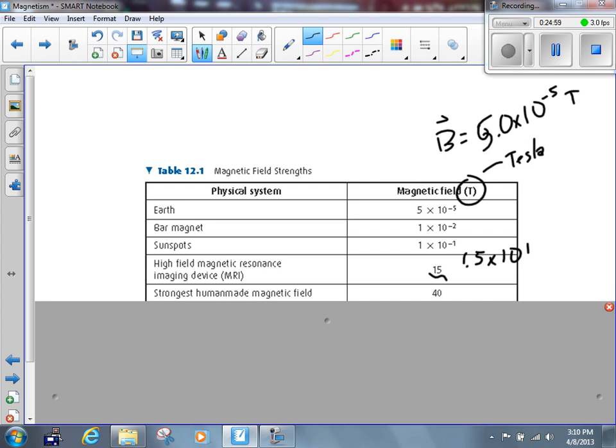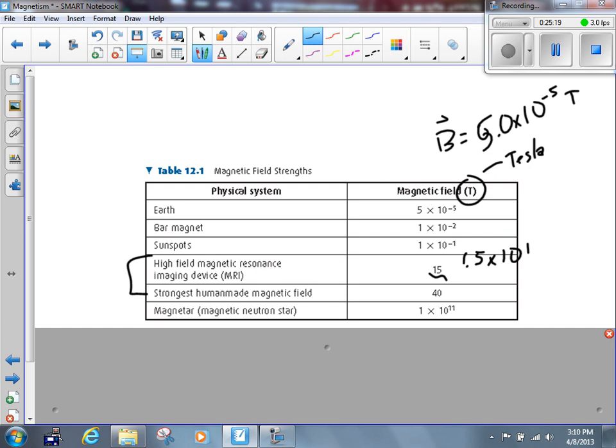Finally, look, if you've got metal in your eye and you want to stay away from an MRI machine, then you probably want to stay away from the strongest human-made magnet ever made, which is about 2.5 times the strength of an MRI machine. Same order of magnitude, but about 2.5 times the strength. Or, listen, if you're going to stay away from both of these, you sure better stay away from a magnetic neutron star.